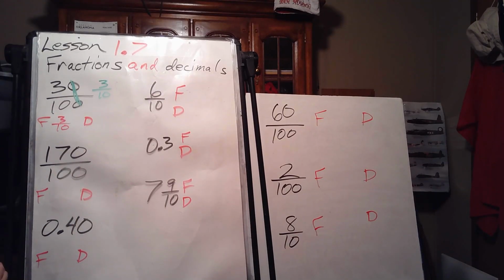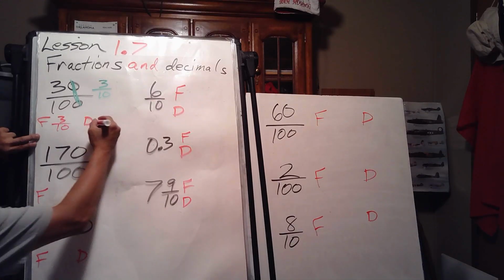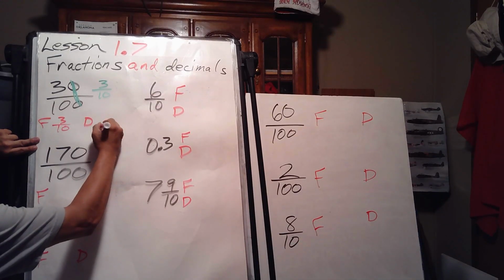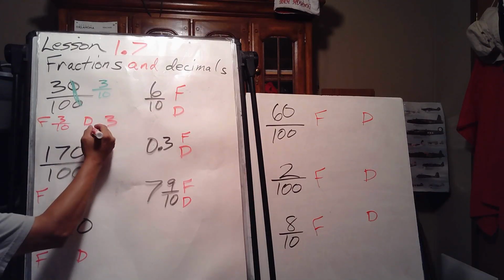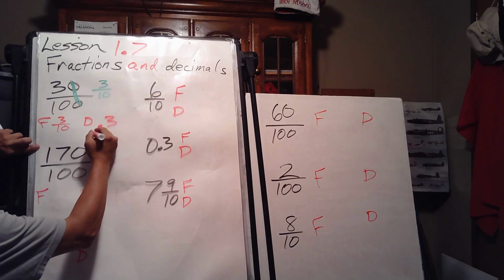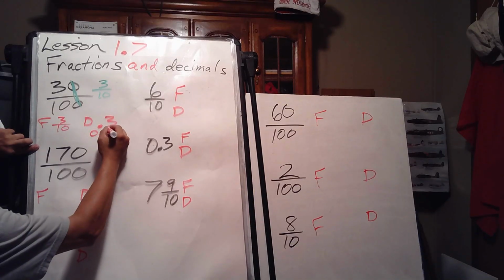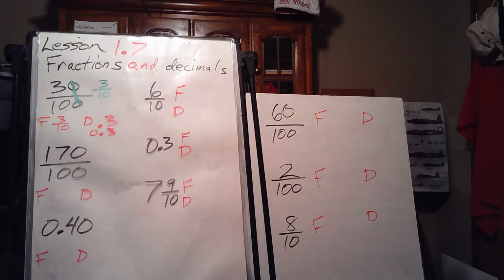Don't fall into a trap. Hey, 10, that's dimes, so that's going to be decimal 3. And you are done. Now, you might say, if you want, 0 decimal 3. That's fine for those of you that like to have that 0 up in front.